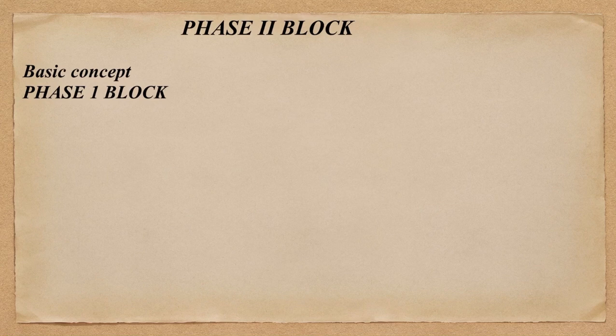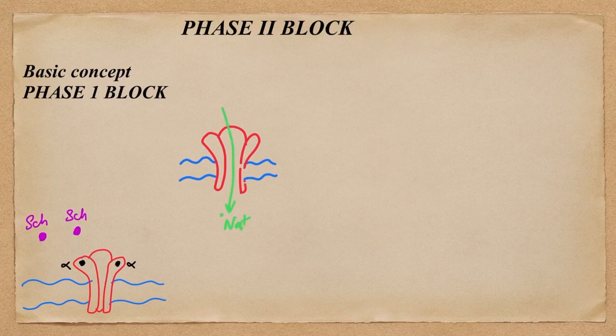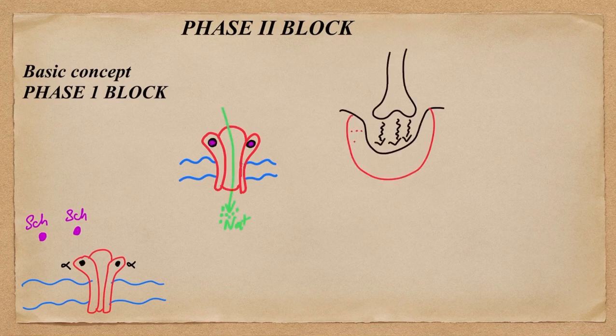Now coming to phase 2 block. Before we start phase 2 block, let us understand what phase 1 block is. Normally, when succinylcholine is given, the succinylcholine comes and binds over the same alpha subunits, at the same site where acetylcholine binds, ultimately resulting in continuous opening of the sodium channels and persistent depolarization, which ultimately results in conduction blockade and muscle paralysis.